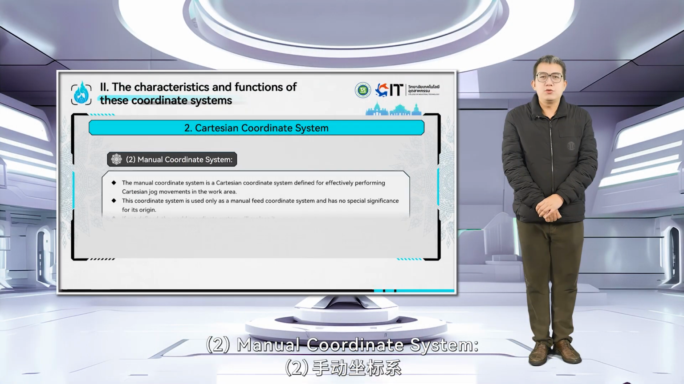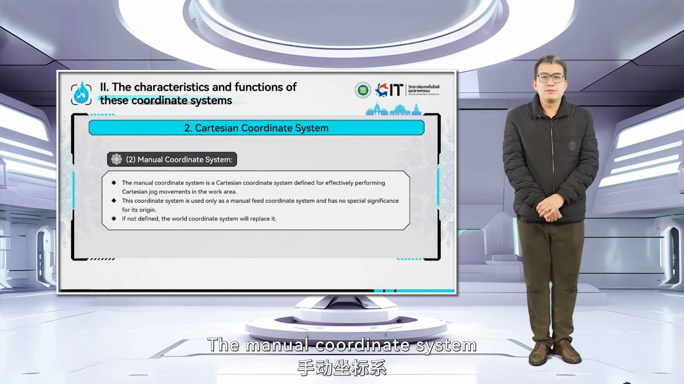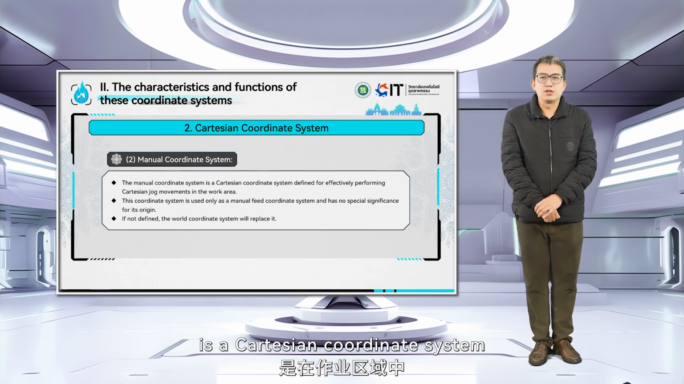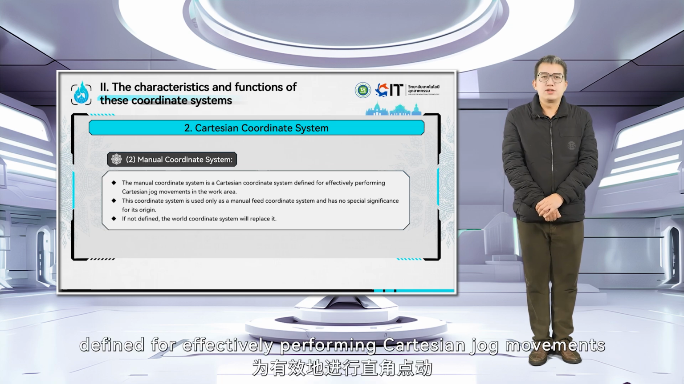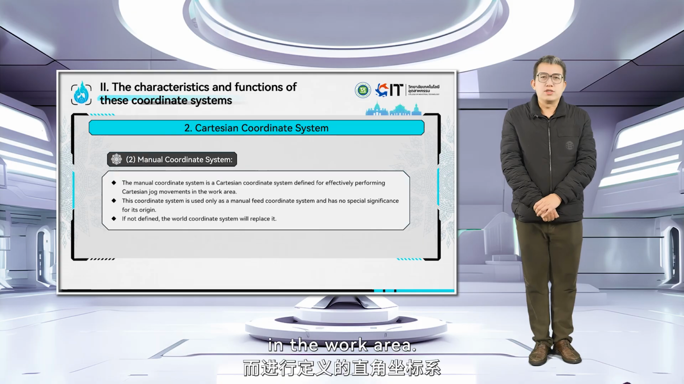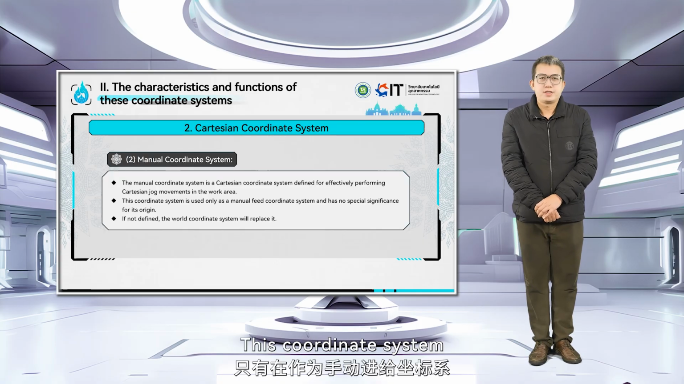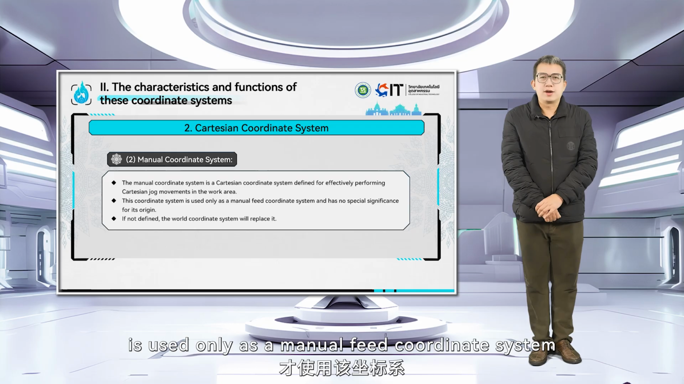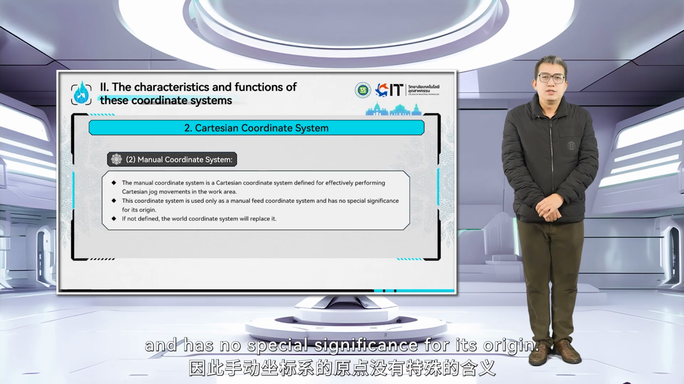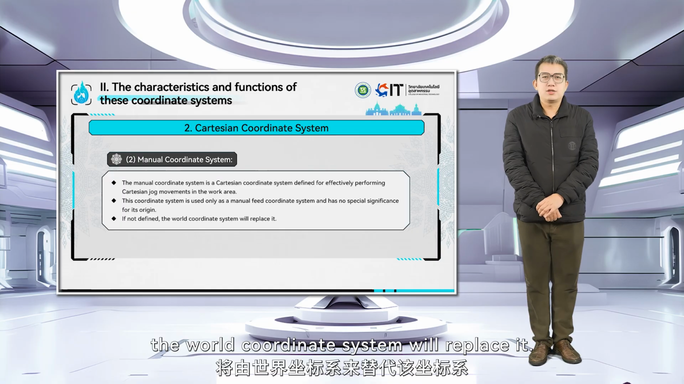2. Manual coordinate system. The manual coordinate system is a Cartesian coordinate system defined for effectively performing Cartesian job movements in the work area. This coordinate system is used only as a manual feed coordinate system and has no special significance for its origin. If not defined, the world coordinate system will replace it.